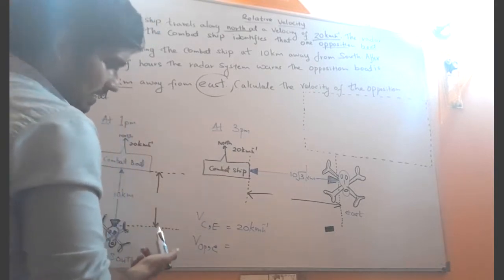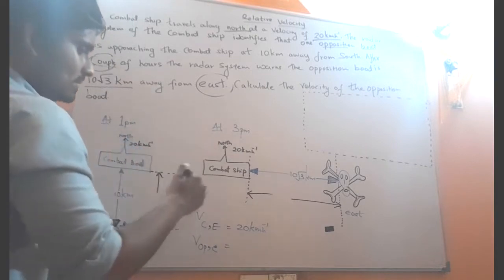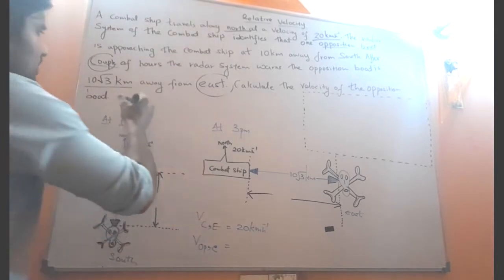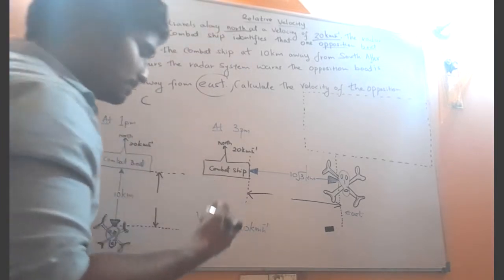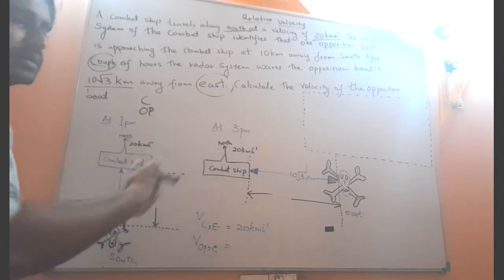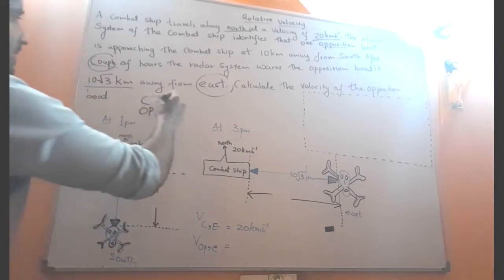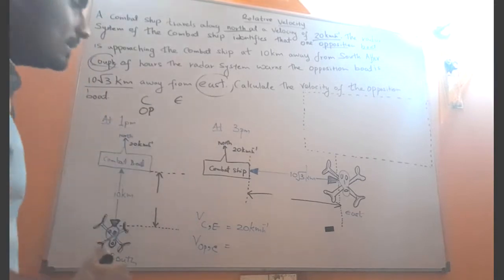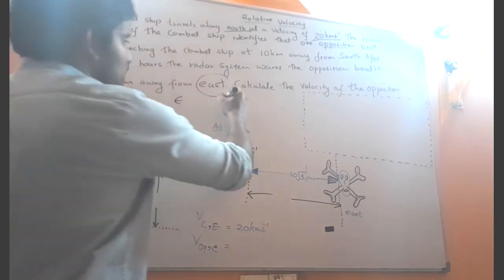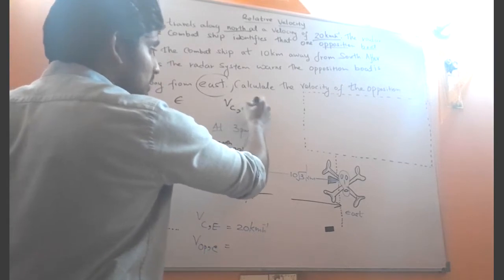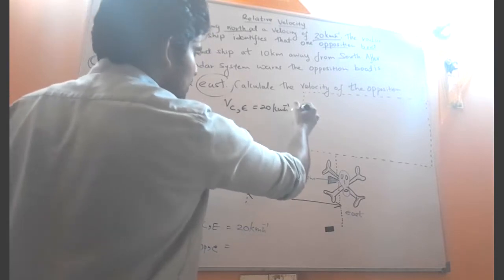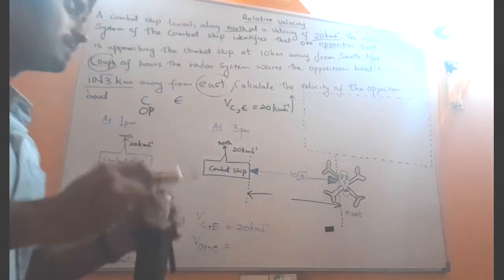Let's use some notations. I will use the letter C to denote the combat ship, and the letters OP to denote the opposition boat. The letter E denotes Earth. In this problem, the velocity of the combat ship relative to Earth is 20 kilometers per hour towards the north direction. I hope that is clear.